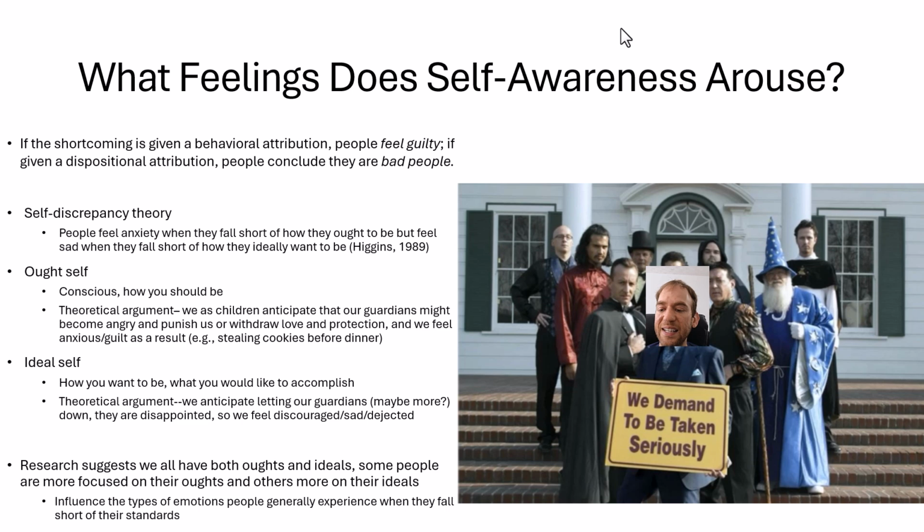Which brings us to these two selves, the ought self and the ideal self. The ought self is conscious, how you should be. You can think of this as your have-to goals. The theoretical argument of the ought self is that as children we anticipate that our guardians might become angry and punish us, or withdraw love and protection, and we feel anxious or guilty as a result. For example, stealing cookies before dinner. Here a child has stolen cookies and is eating dessert before dinner, and consequently the child will feel anxious because they're going to get punished, and that punishment could include withdrawal of love, protection, or some kind of corporal punishment. Ultimately, we're not acting how we should be acting, how we have to act. Thus anxiety and thus guilt, because we violated how we should be, and we're expecting some kind of punishment or something along those lines.